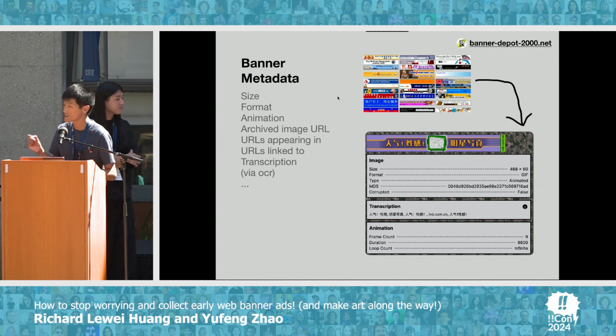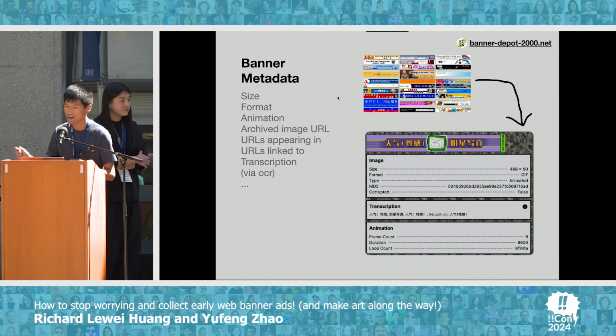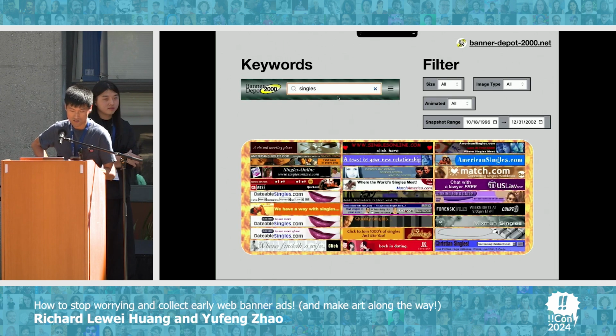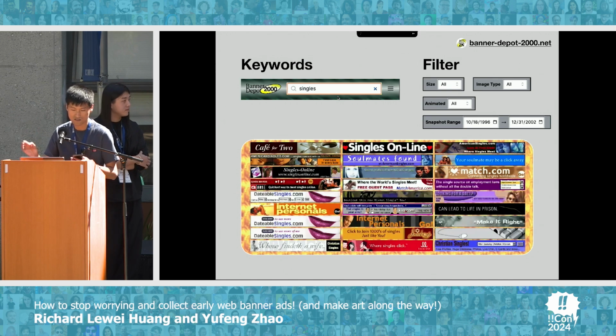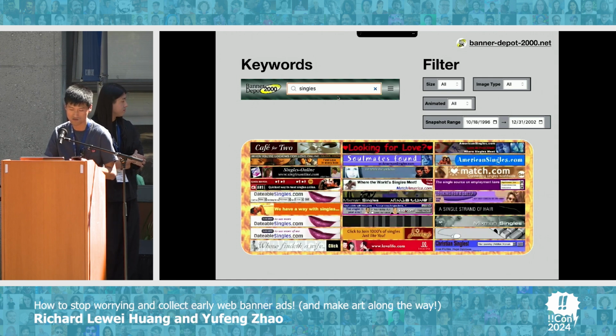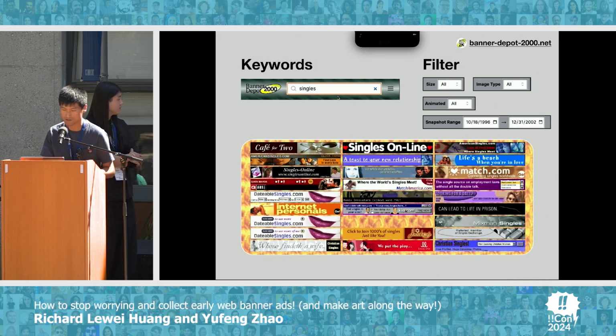For each banner, we log a series of basic image metadata shown on the screen. We also ran OCR on each image to extract its textual data. So with the metadata collected, we built Banner Depot 2000. On the website, you can search banners by keyword and filter through the entire collection with different criteria such as size, image format, and the date in which it appeared on the archived web pages. So let's do a live demo.